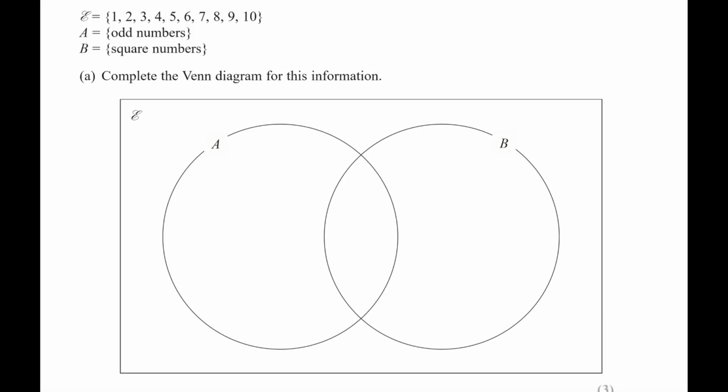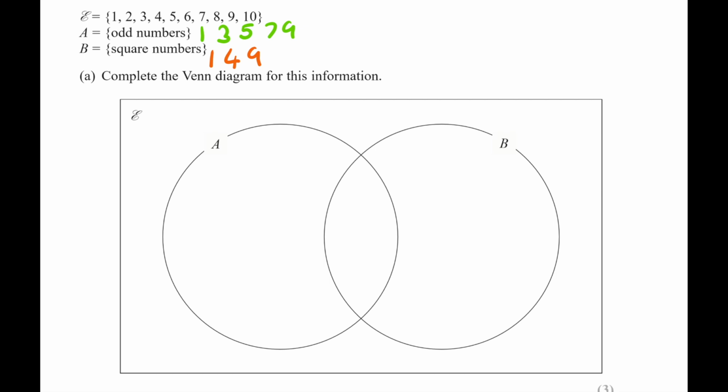With these kind of Venn diagram questions, you've just got to make sure you're really careful. So we're looking at all the numbers from 1 to 10. A is then the odd numbers, B is the square numbers. I'm going to put our odd numbers down between 1 and 10, and that's 1, 3, 5, 7, and 9. Then our square numbers is going to be 1 times 1, which is 1, 2 times 2, which is 4, 3 times 3, which is then 9, and then the next one will be too big.